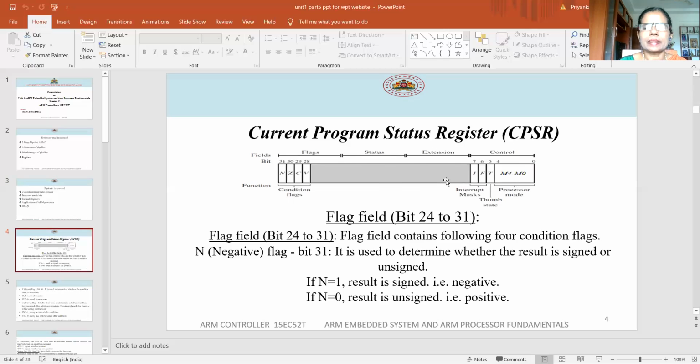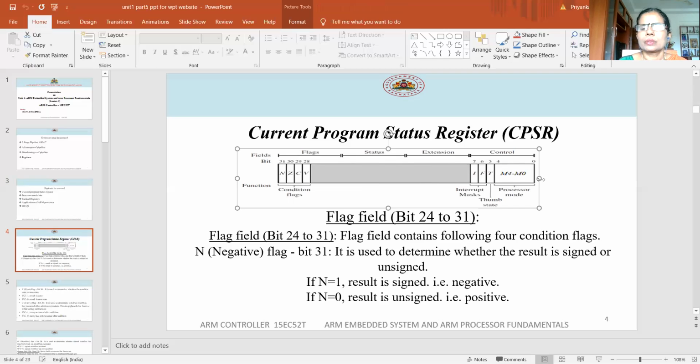Total 8 plus 8 plus 8 plus 8, so total it is 32 bits. In the control field, you mark from 0 to 4, or you can write 0, 1, 2, 3, 4, 5, 6, 7. So the control field from 0 to 4 is meant for processor mode. In the previous session, I was telling about the processor mode, but I did not explain what is processor mode. Today you will come to know what this processor mode is.